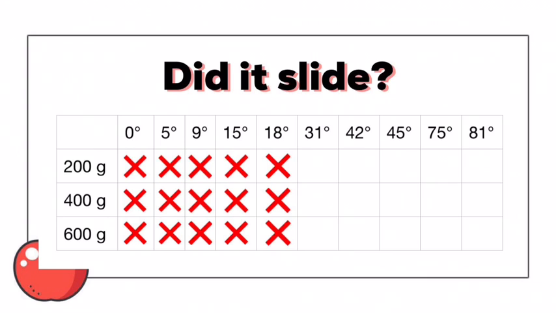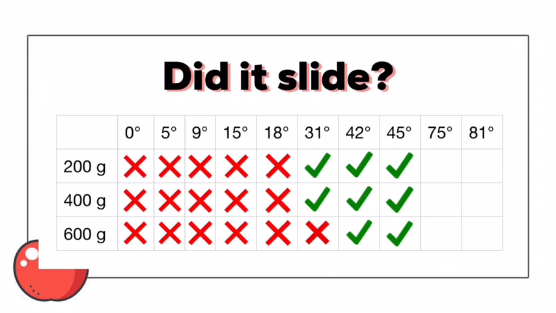After that, we have the sixth angle, at 31 degrees. The cell phone slipped a little, the pencil case did not, and the cream slipped completely. Then the seventh angle, at 42 degrees: the cell phone slipped slowly, the pencil case slipped, and the cream slipped completely.